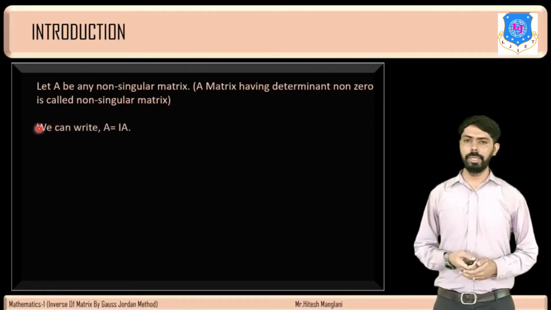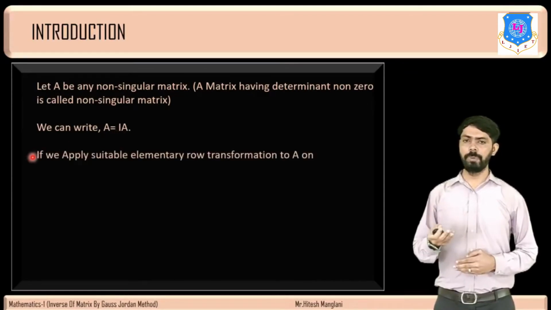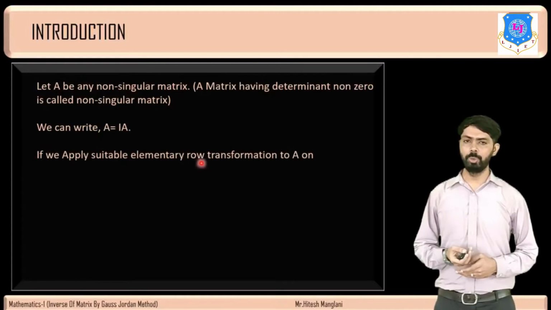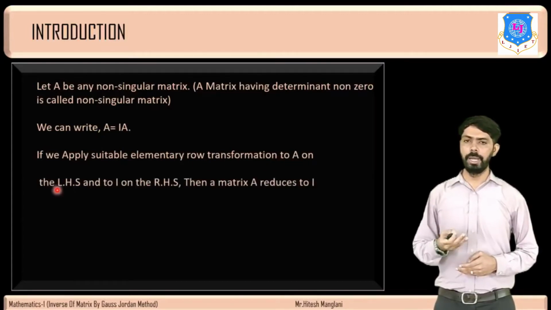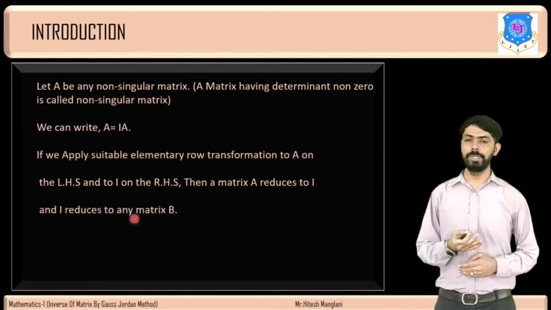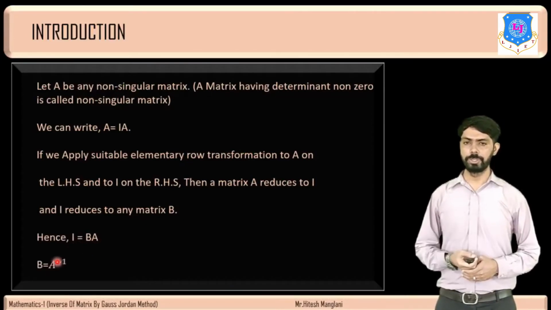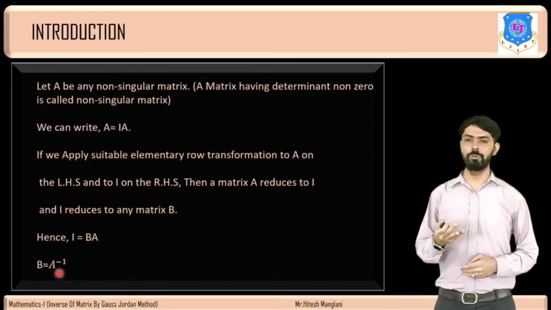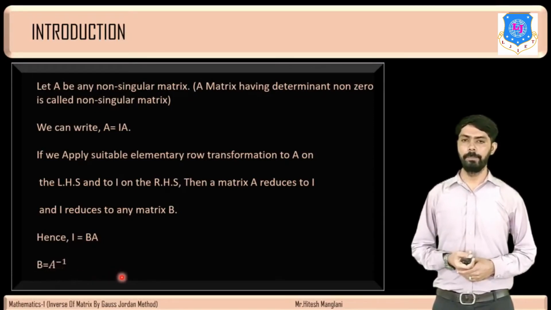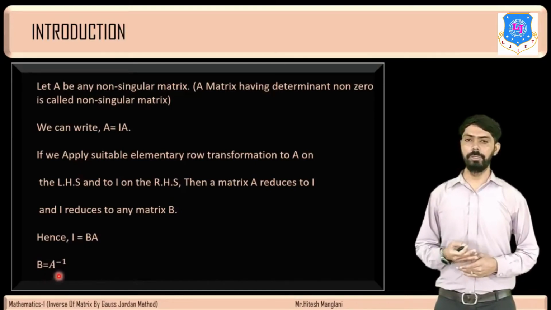So we can write A is equal to IA, where I is the identity matrix. If we apply a suitable elementary row transformation to A on the left hand side and to I on the right hand side, then matrix A reduces to I and I reduces to some matrix B, and hence I is equal to BA, where B is equal to A inverse. So this is how we can find the inverse of a matrix using Gauss Jordan method. Now we will apply this method to an example.